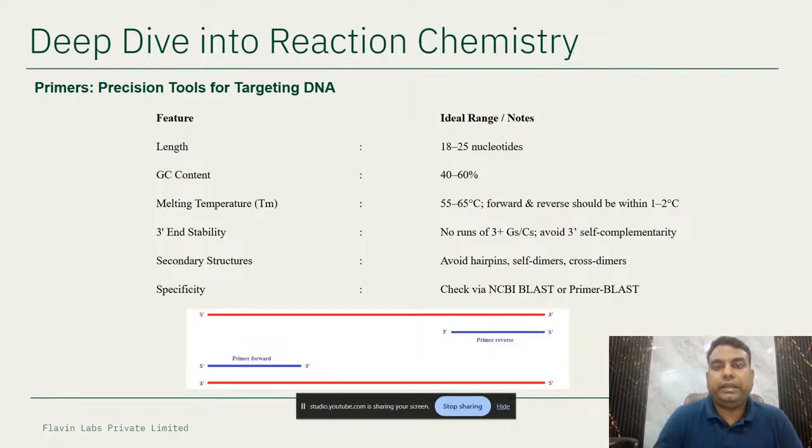so that they can anneal properly. For 3 prime end stability, there should be no run of more than 3 G's or C's, to avoid self complementarity. Secondary structure should not be present, and specificity should be checked via NCBI BLAST or Primer-BLAST.